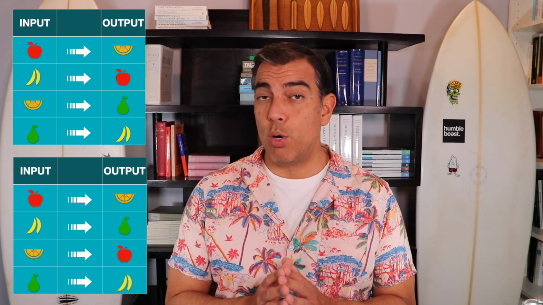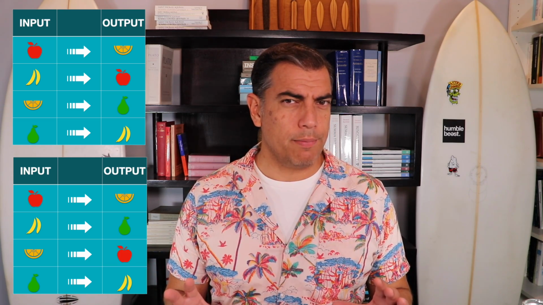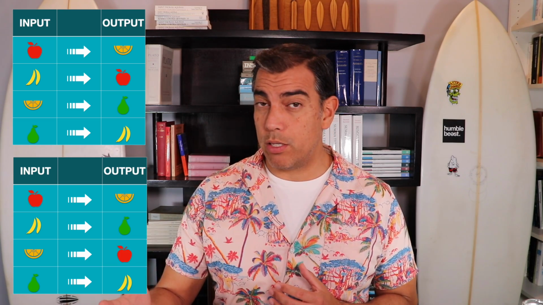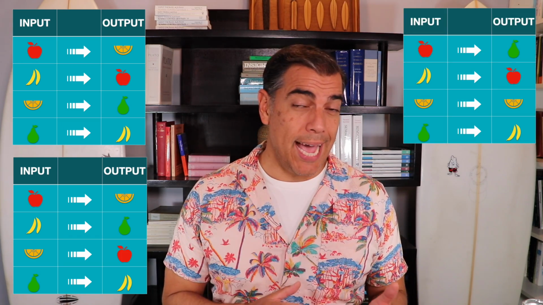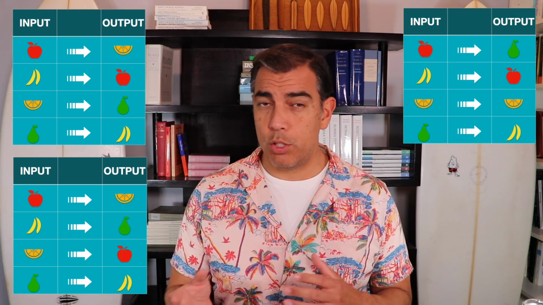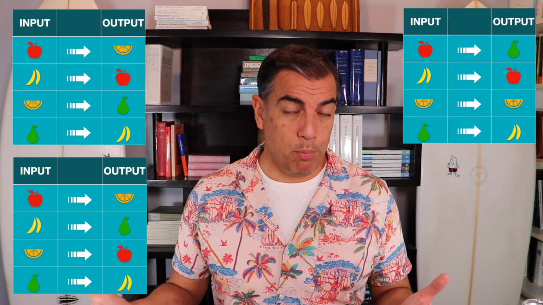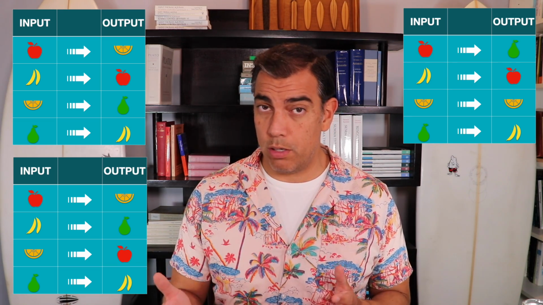So notice, to make a new function, I didn't change the inputs here. What I changed were the outputs that would come from the inputs. Here's another one. Apple to pear, banana to apple, orange to orange, pear to banana. Now, you probably noticed the weird one here was orange to orange, but you can do that.